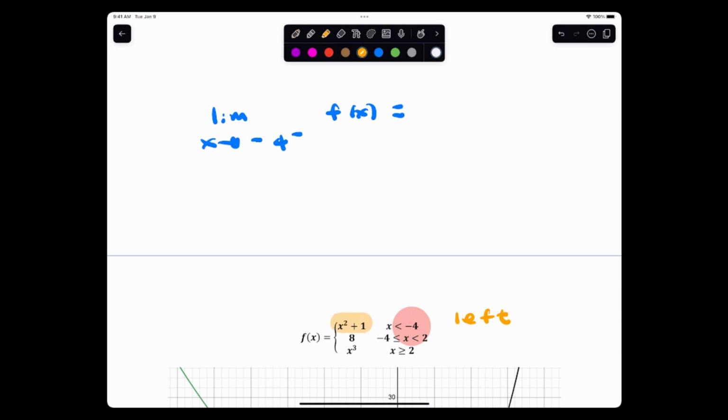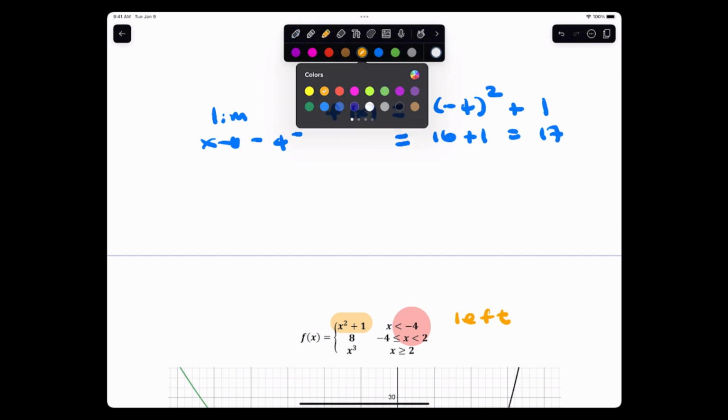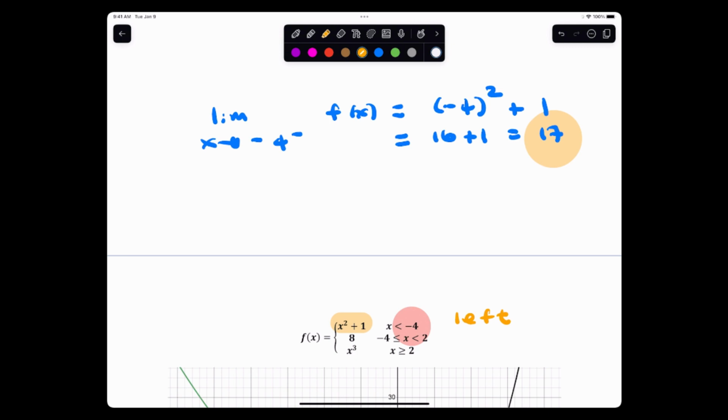X squared plus 1. So plug in the value of x. What's that going to be? -4 squared plus 1. And what's your arithmetic? 16 plus 1, which is 17. So the left-handed limit is 17. Limit as x goes to -4 from the right of the function.